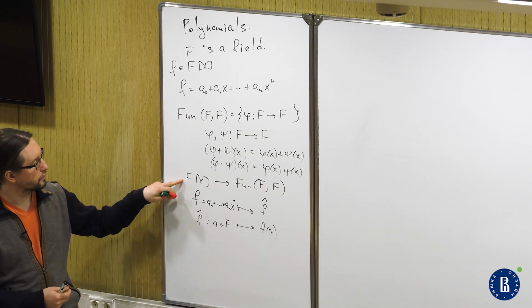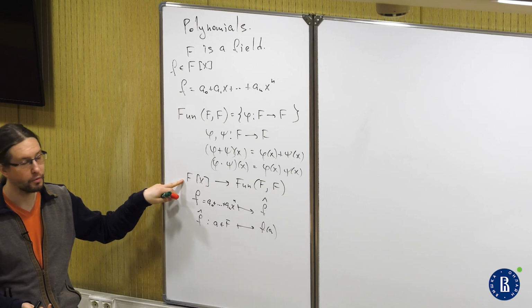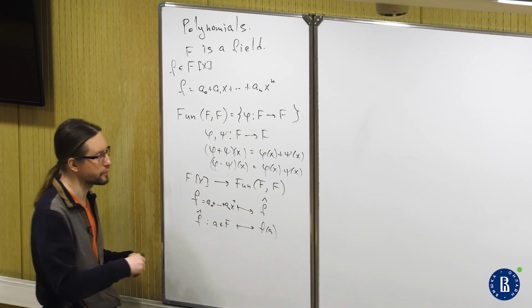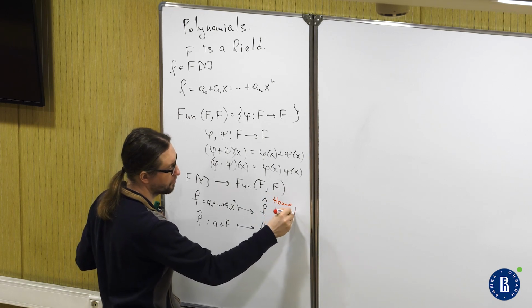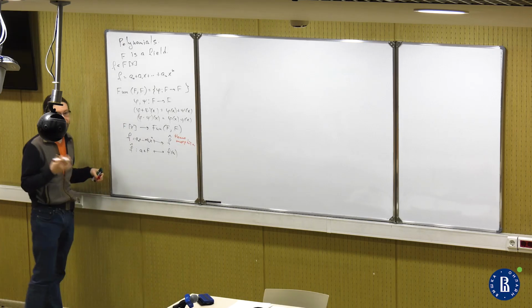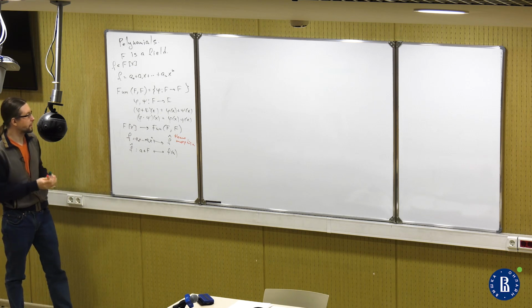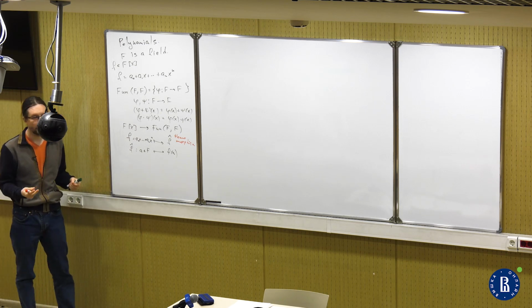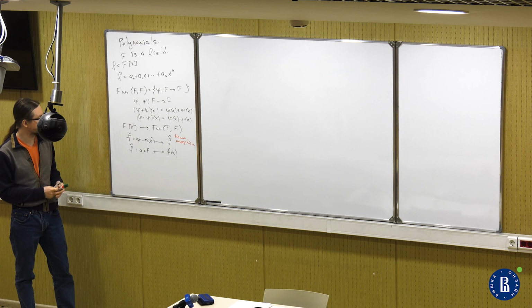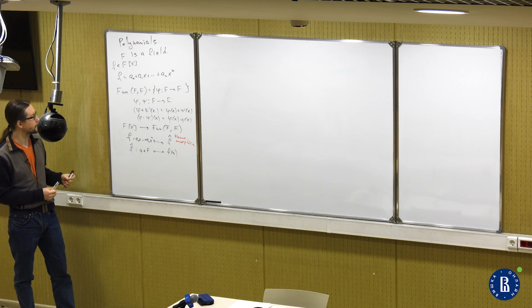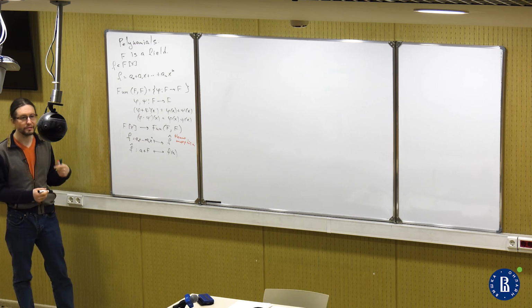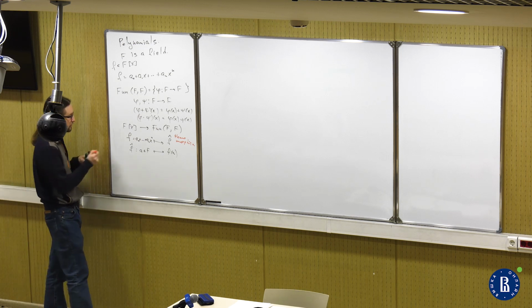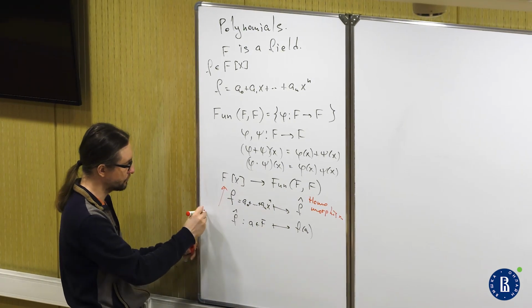Well, one can check that this map is a homomorphism. A homomorphism of rings. So it preserves addition, multiplication, and the neutral element with respect to multiplication, which is identity. But what is important, this homomorphism need not be injective.